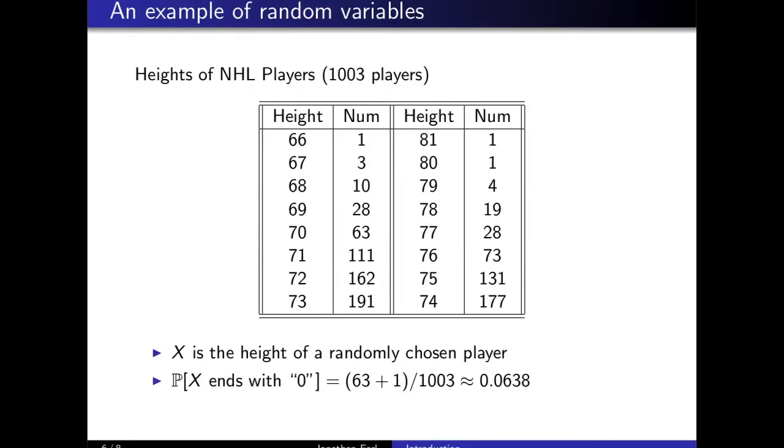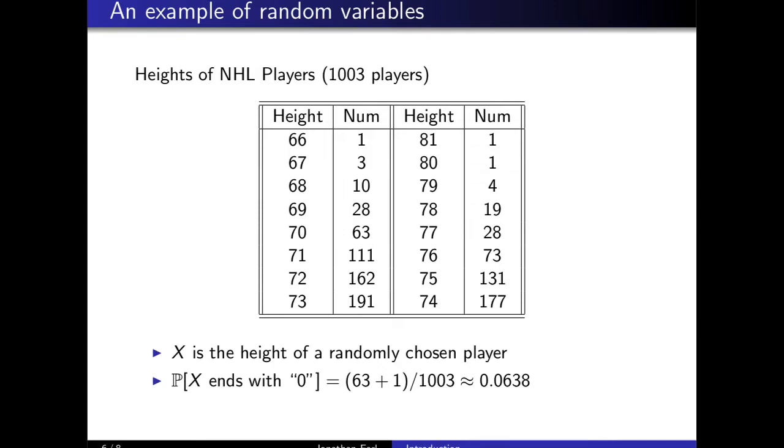Okay, we could also look at different events. So we could say, what is the probability that the height of a randomly chosen player ends in a 0. So is either 70 inches or 80 inches tall. In this case, there are two ways that could occur. We could have one of the 63 players that is 5'10", or we could have the one player who is 6'8" and choose them.